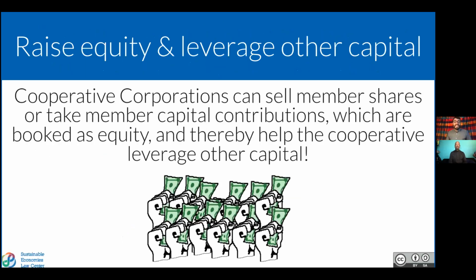So you can raise equity and leverage other capital. Usually when folks are trying to go out and get loans from a bank or a financial institution, the organization generally needs equity. The cooperative usually needs equity on the books. And so one great thing about cooperatives is that all of that member investment can be equity on your books. You can leverage that to get other types of capital that you'll need to run your business.